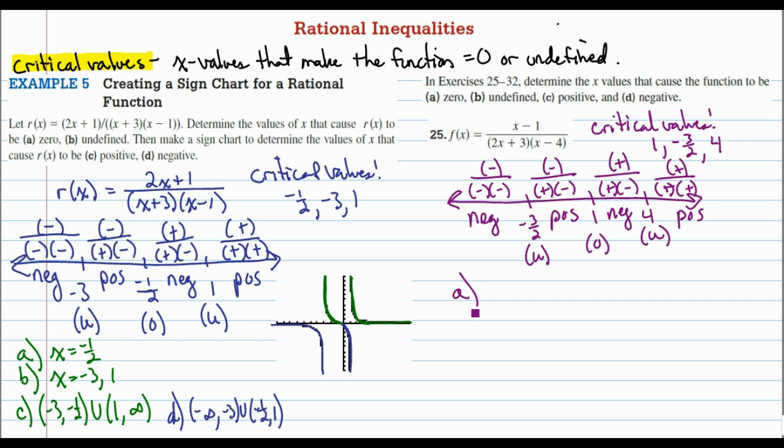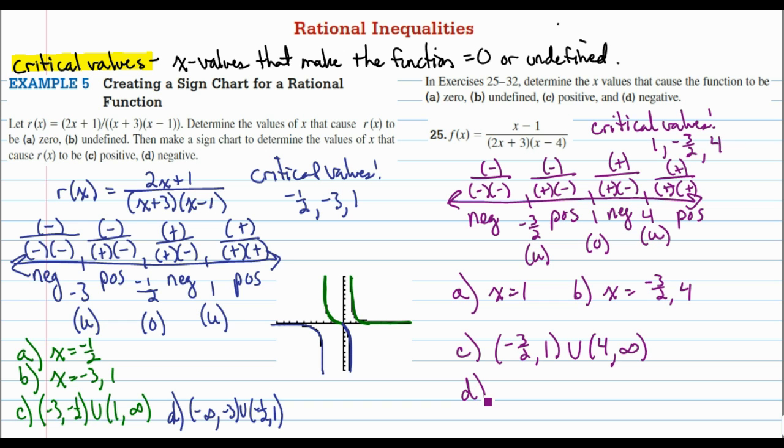So the answer to part A, where is the function 0? That's x equals 1. Where is the function undefined? That's going to be x equals -3/2 and +4. They both make the denominator 0. Where is the rational function positive? That's going to happen between, not including, -3/2 and 1. 1 makes the function 0, which is not positive. And then again after 4 to infinity.